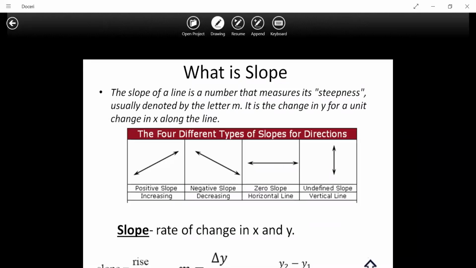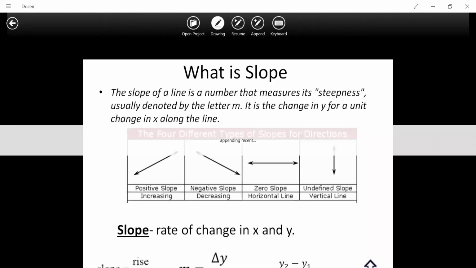What is slope? I know we copy these again, but I want you to remember them and just have them. For some reason, people mess up when graphing these. When we're talking about slope, it's the measure of steepness, usually denoted by the letter m. It's a change in y for every unit change in x along the line. Change in y over the change in x is what we usually refer to it as. But that's a formal definition of it.